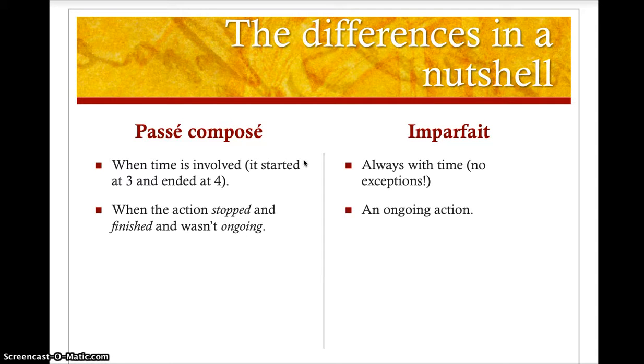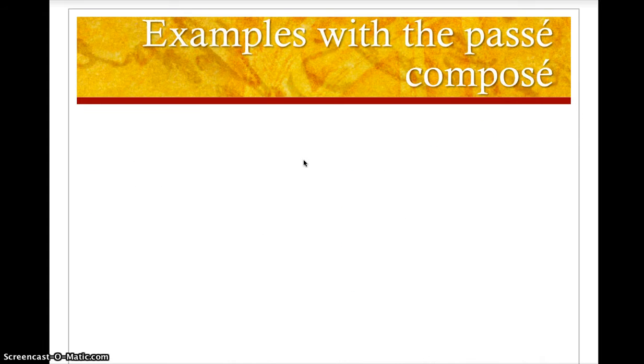An ongoing action, descriptions, both physical and emotional, and habitual actions. All right, let's take a look. Examples of the passé composé. Il est venu à la maison. He came to the house. We don't have any other information about it. We know he came. Bam, done.